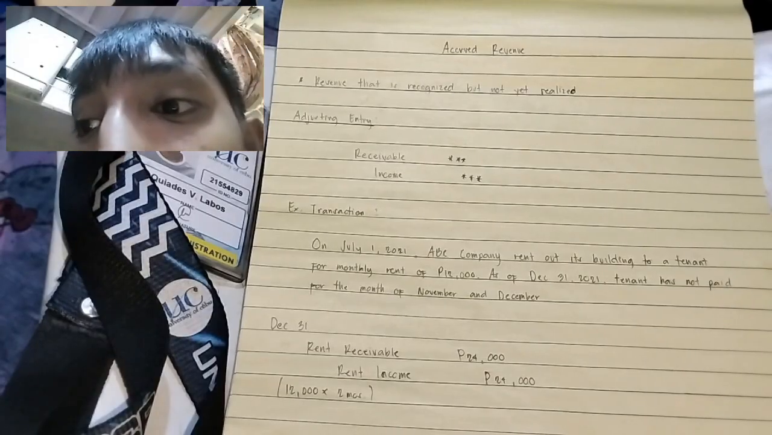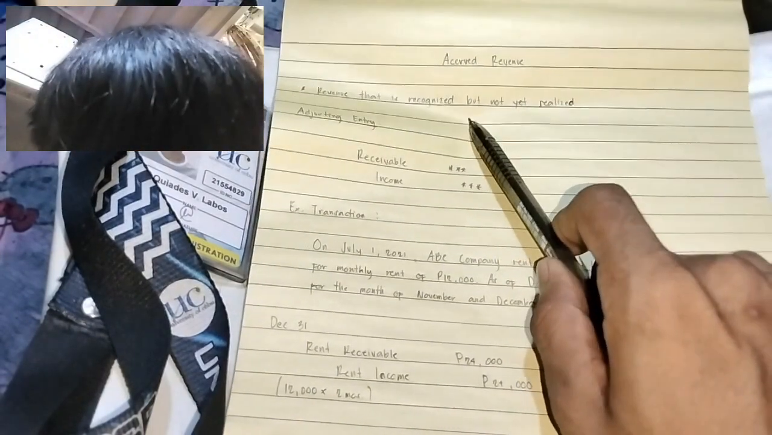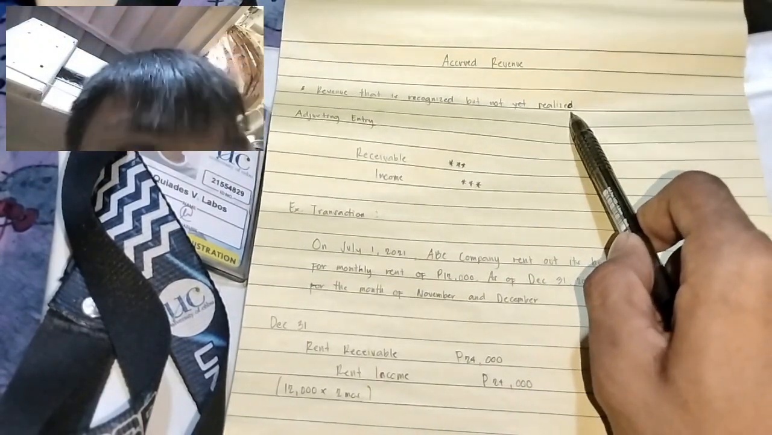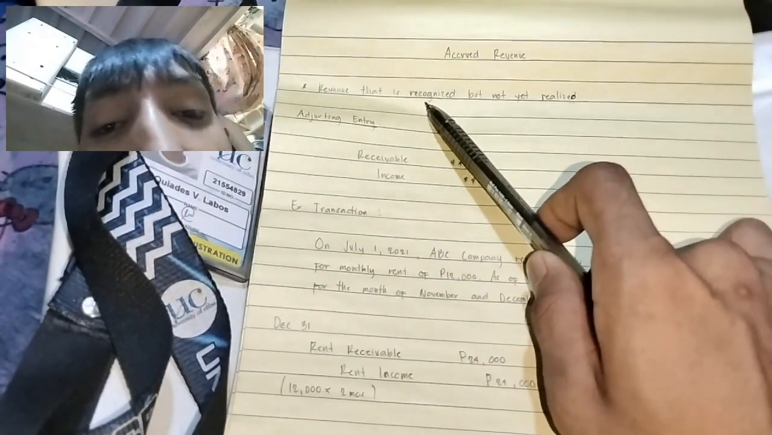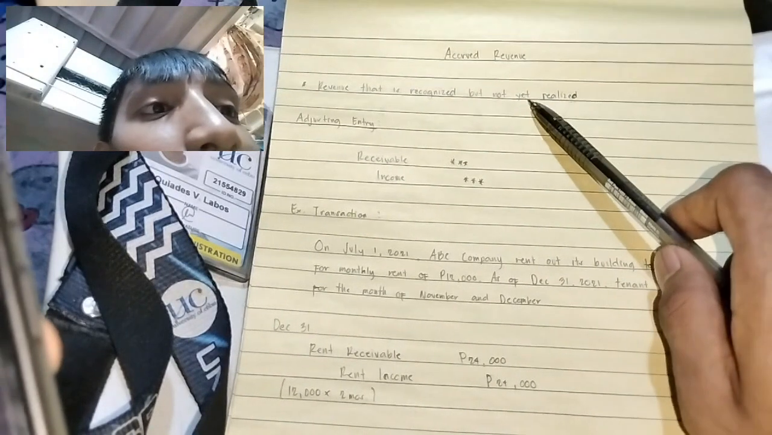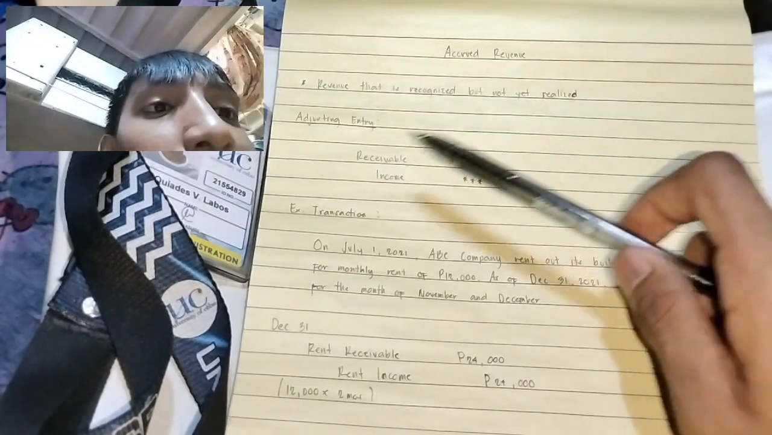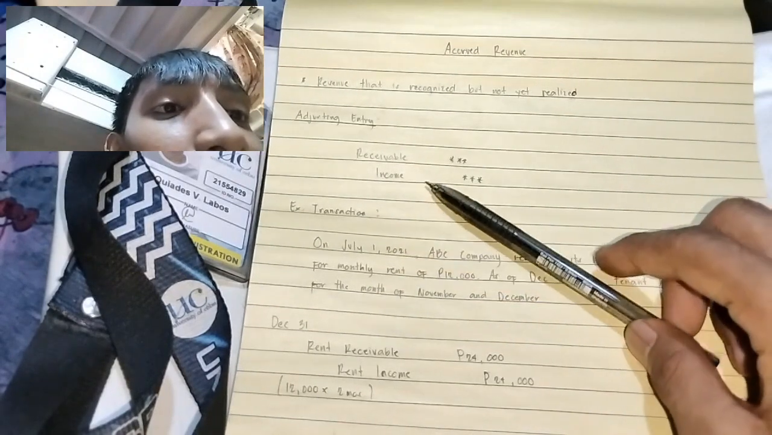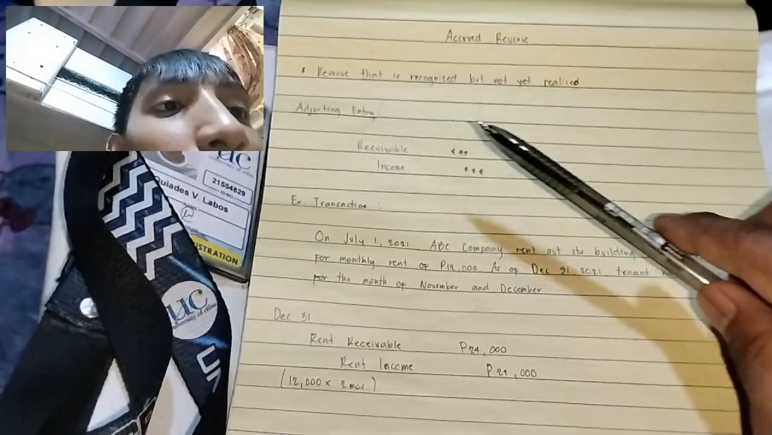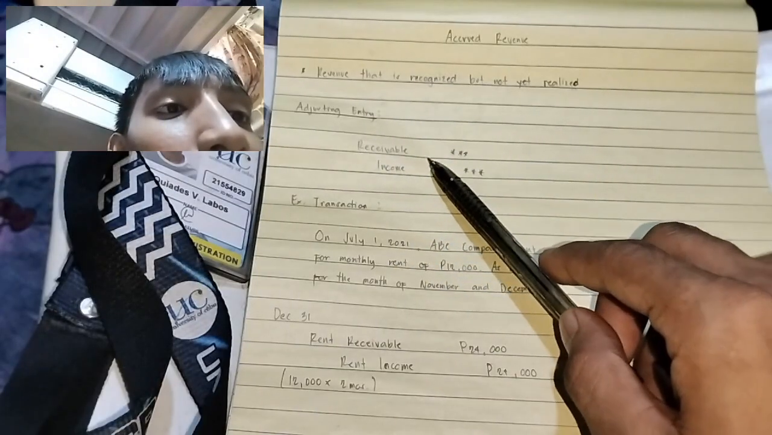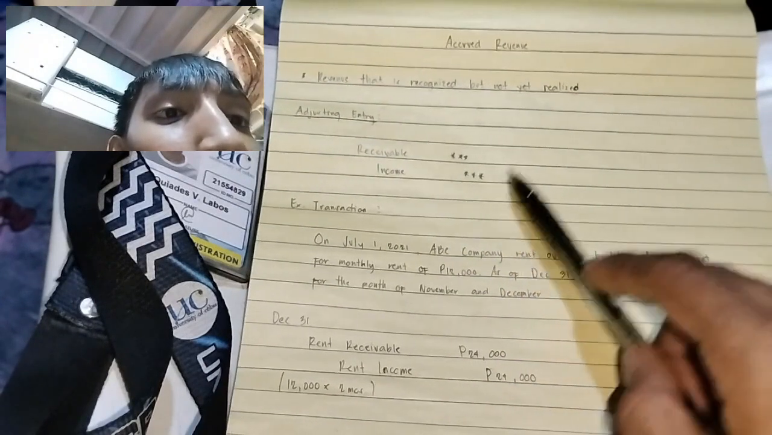Let's start with accrued revenue. Revenue that is recognized but not yet realized. The service has already been rendered but not yet paid. Okay? And for adjusting entries, an example is receivable debit and income credit. Guys, receivable should be a debit, because income is a credit.